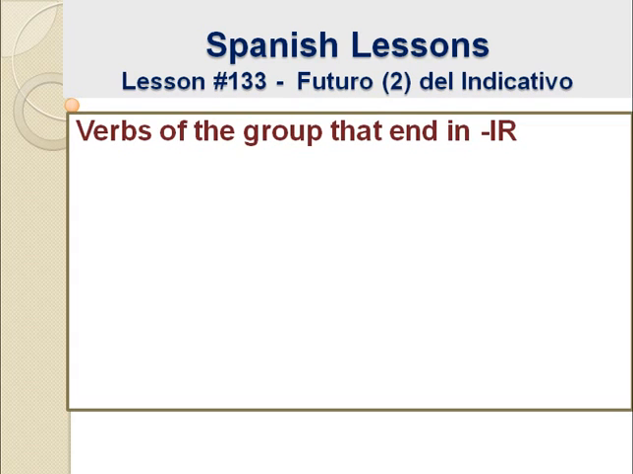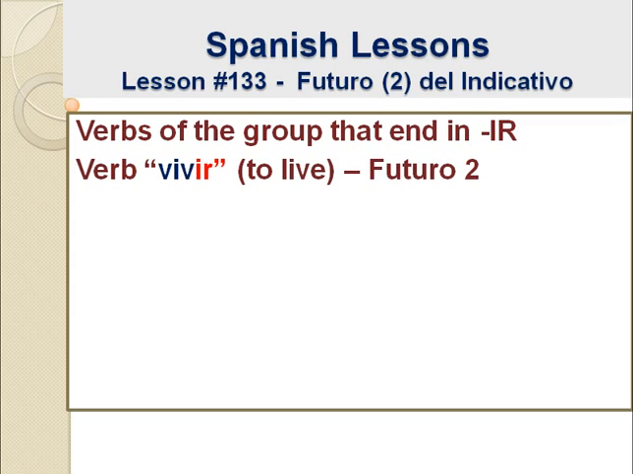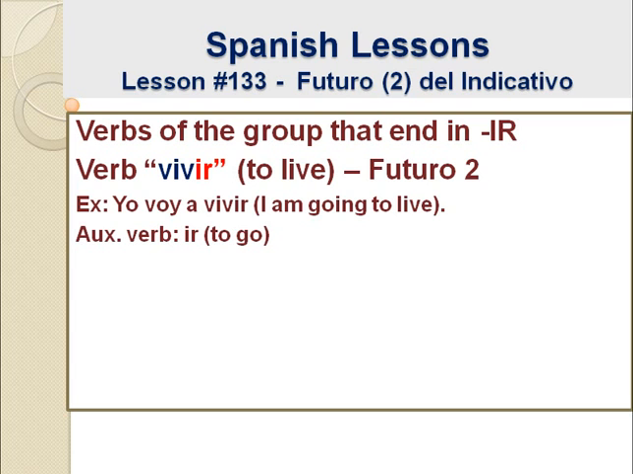Let's end with the third and last group of verbs, the verbs that end in ir, right? This is the smallest of the three groups of verbs, and this is also the group of verbs that has more irregular verbs. As an example, let's take the verb vivir and let's conjugate this verb. Vivir means to live. Example, yo voy a vivir. I am going to live. And we are still using the auxiliary verb ir, to go, okay?